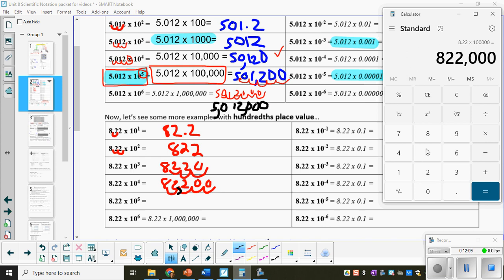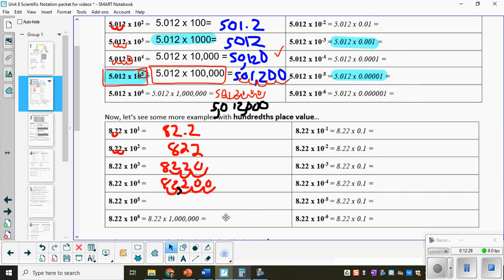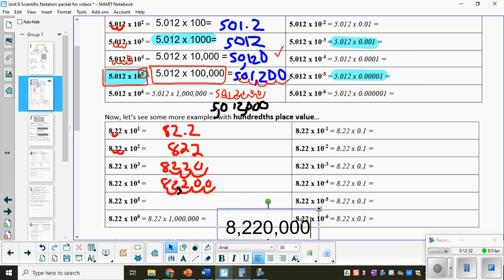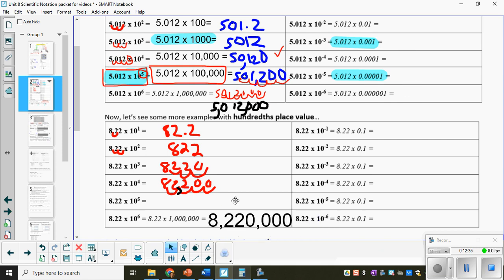And for the last one, it's going to be 8.22 times a million. Whoops, let me go back. There we go. And we get this number right here, 8,220,000. So 8,220,000 for this one, 822,000 for 10 to the 5th.